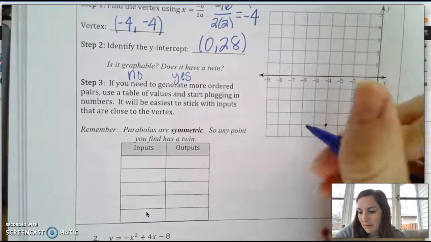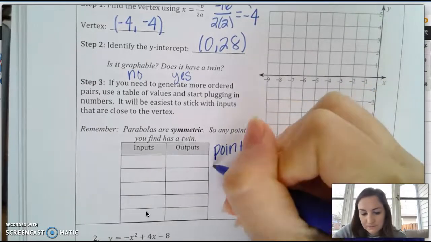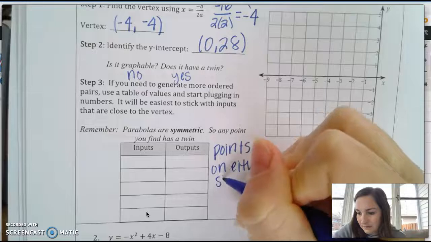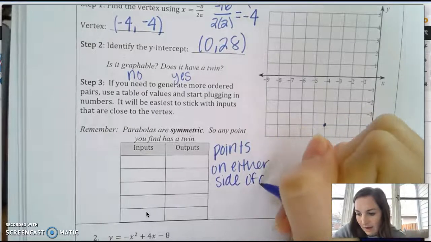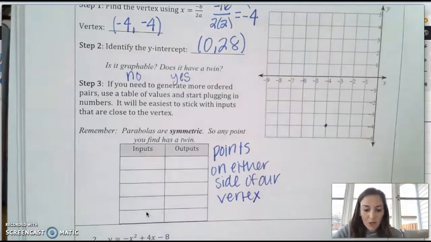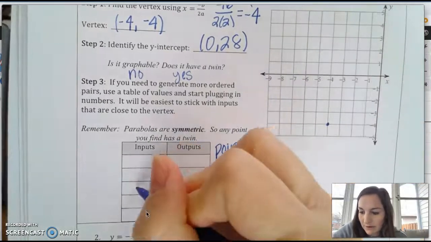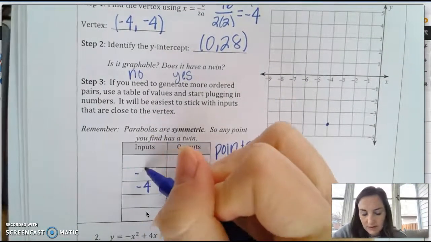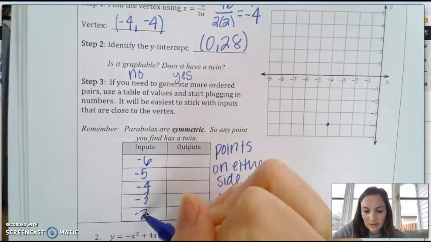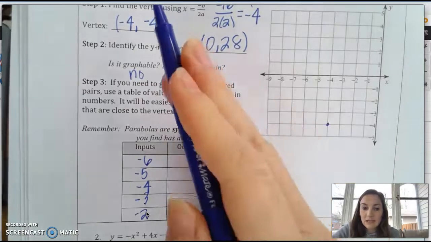So again, we're going to pick points on either side of our vertex. Okay, so I'm going to pick points. Let's see, we're at -4, so I'll put -4 in the middle. And so I'll do -5 and -6, and I'll do -3 and -2. So we will plug each of these values into our function.